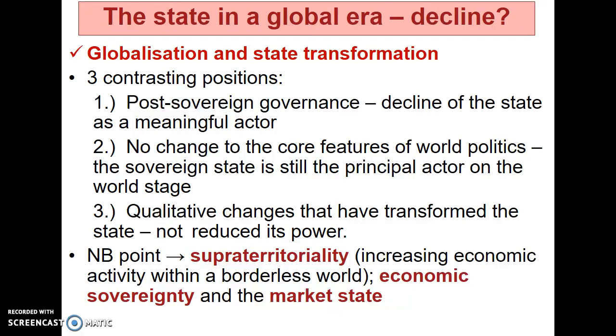The second contrasting position is that there is no real change to the core features of world politics, that the sovereign state is still the principal actor on the world stage. This certainly seems true, although there are only 193 recognized states in the United Nations and over 5,000 different ethnic groups in the world. That means that ethnicity might one day supersede statehood.